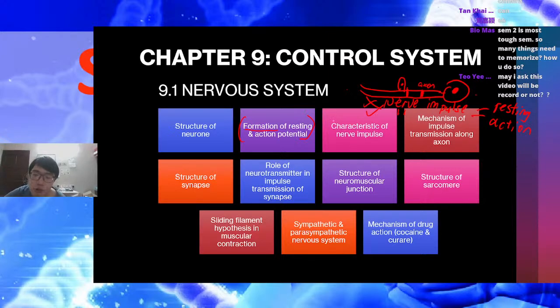Okay. Lepas tu, next is about the characteristic of nerve impulse. Actually, our nerve impulse has unique characteristics. Dia bukan hanya keluar, dia bukan hanya flow dari sini ke sini saja. Dia flow ada karakteristik dia. You have to know also.